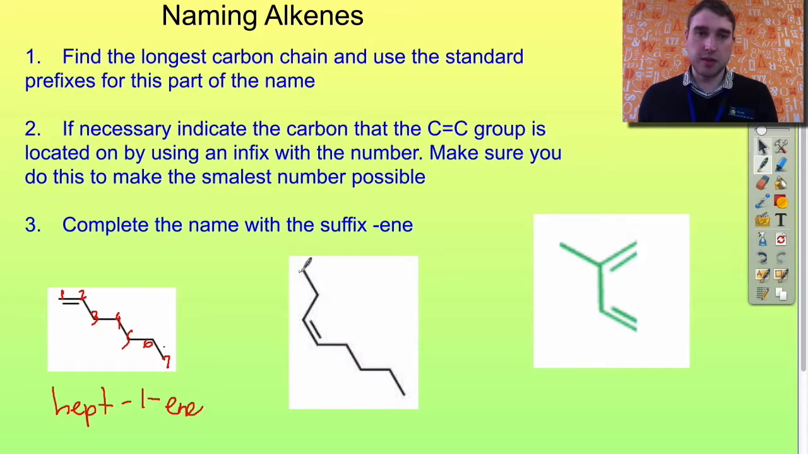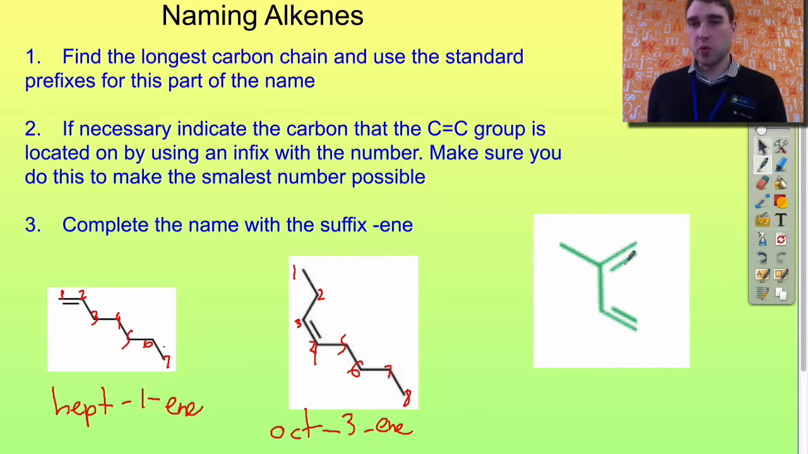Okay, let's have a look at this example here. So 1, 2, 3, 4, 5, 6, 7, 8. It's going to be oct at the start. I'm going to number from this end because again that'll give us our lowest number. 4, 5, 6, 7, 8. Our infix, so that starts on carbon 3, and our suffix again is "-ene".